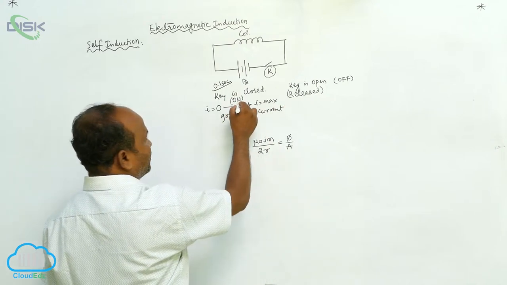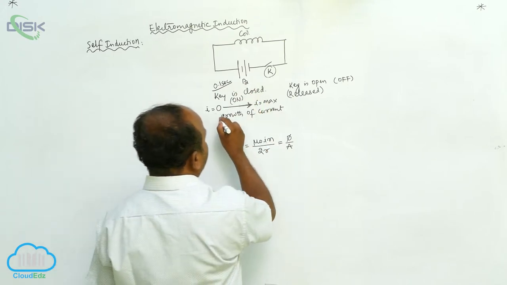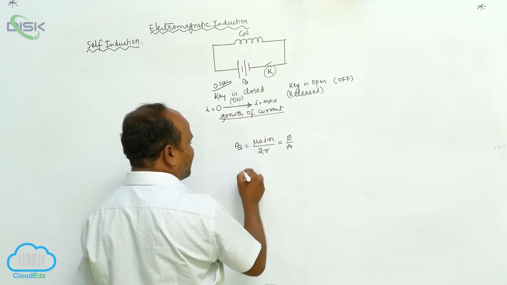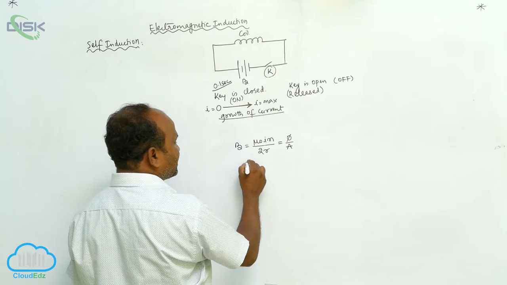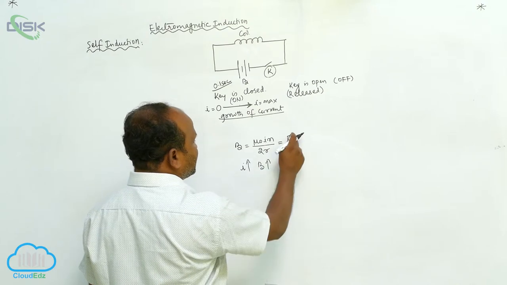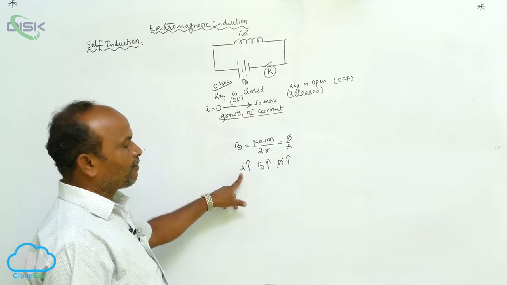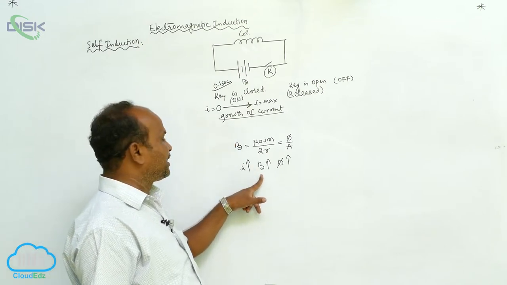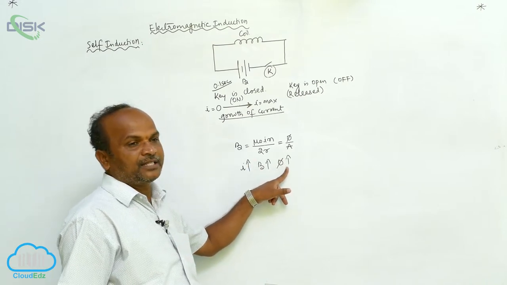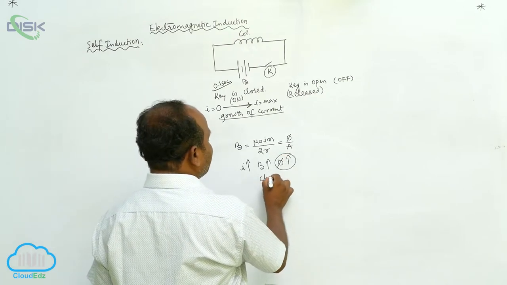When the key is closed, current is increased from zero to maximum. That means there is a growth of current, which means I is increased. I is increased means B is increased. B is increased means phi is also increased. Due to the growth of current, the magnetic field induction inside the coil is increased. As the magnetic field induction inside the coil is increased, flux is also increased. Flux is increased means there is a change of flux.